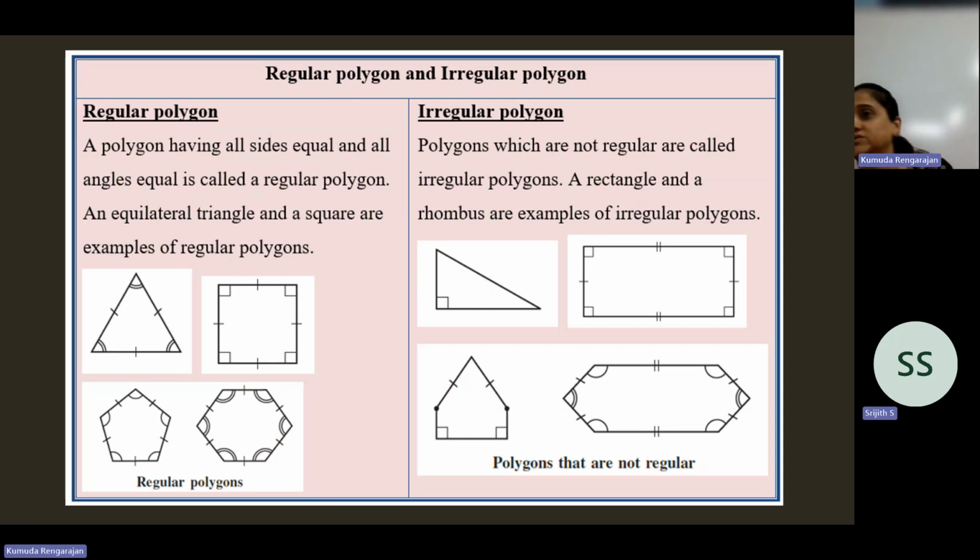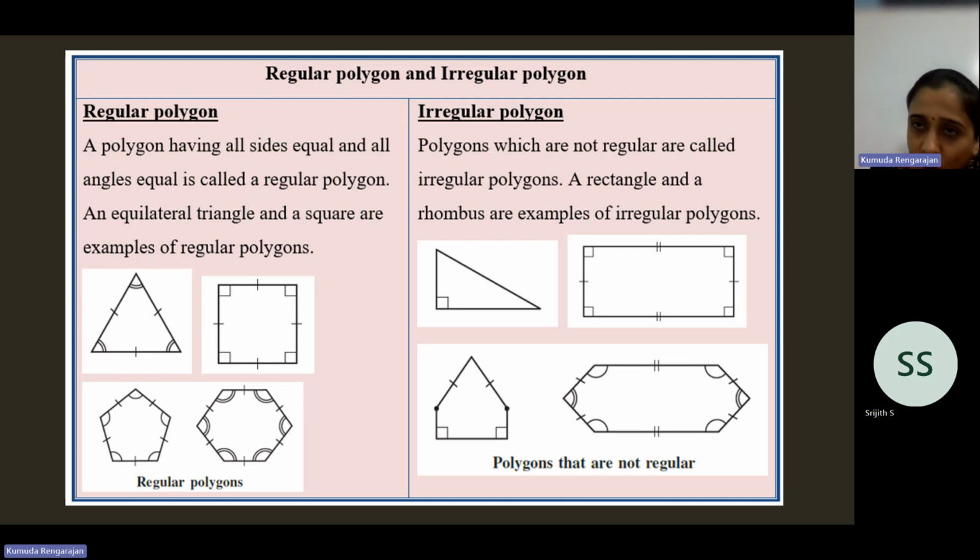Regular and irregular polygons. So now when we talk about polygons, it is made up of line segments. It's a closed figure made up of line segments. So you can find line segments and interior angles, right? So to understand the term regular and irregular, it's about the sides and angles of the polygon.